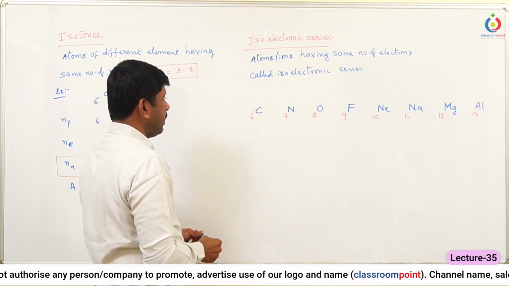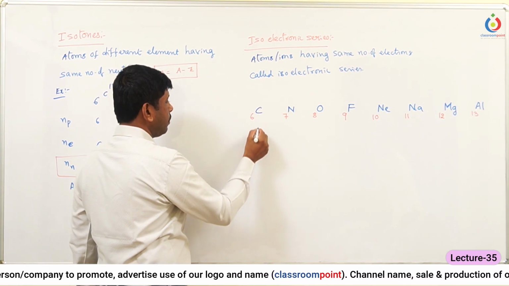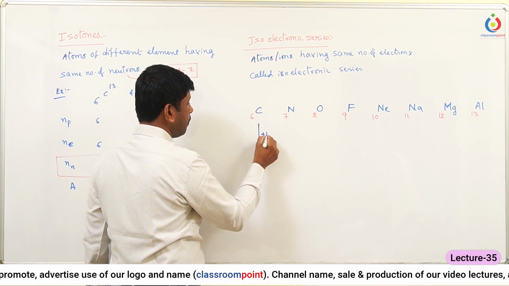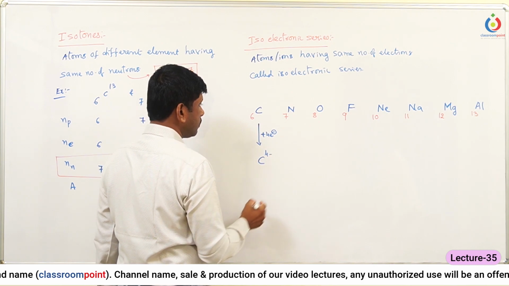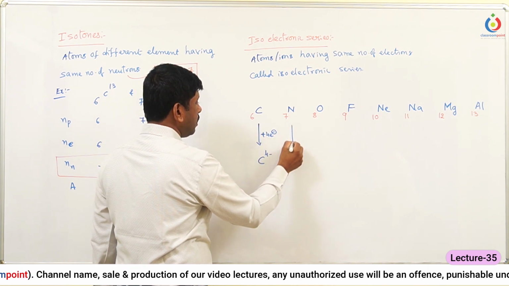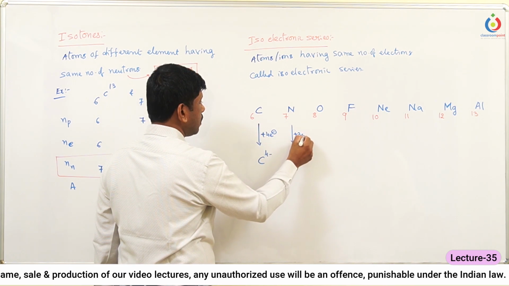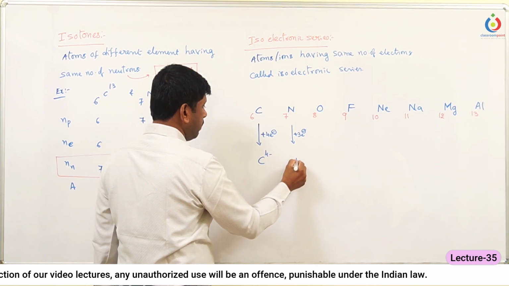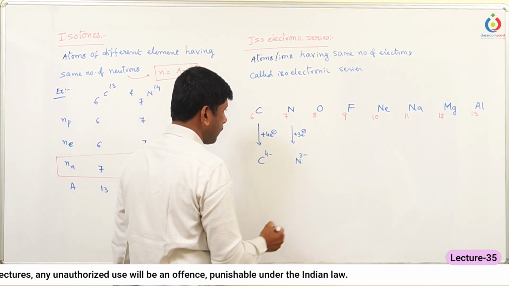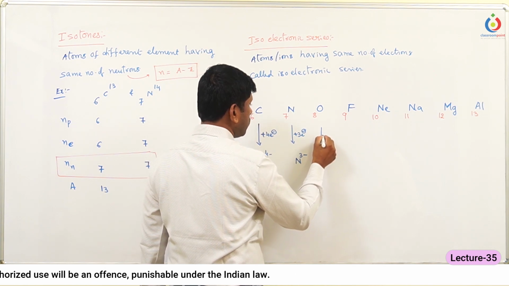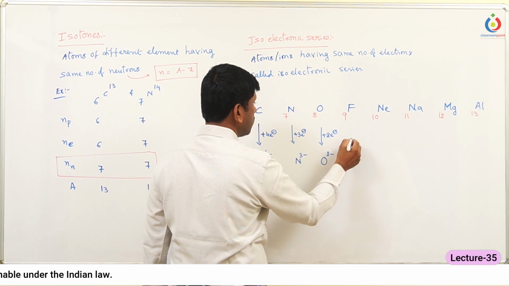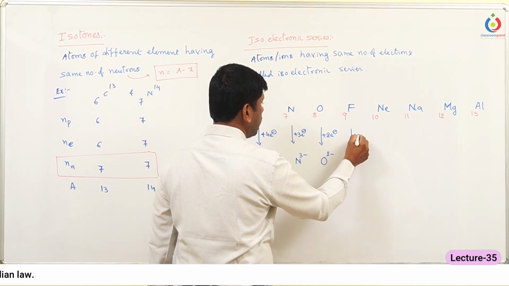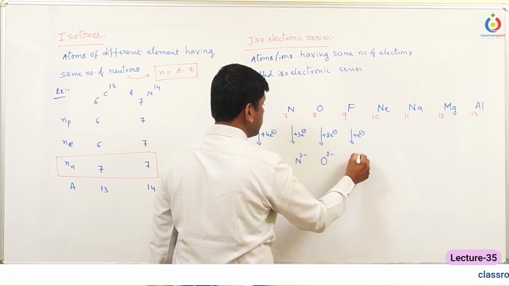So now what happens if 4 electrons are added to the carbon? It becomes C4 minus. Add 3 electrons to the nitrogen, it becomes N3 minus. Add 2 electrons to the oxygen, it becomes O2 minus. Fluorine, add 1 electron, it becomes F minus.